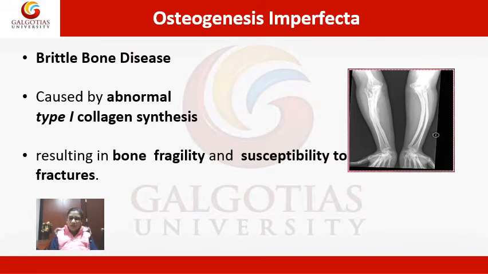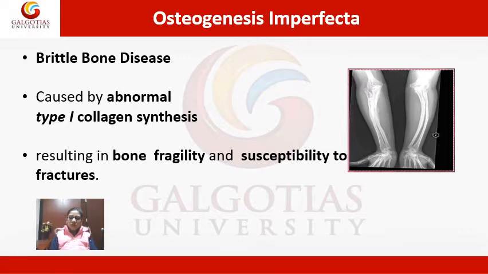The first disease condition we are going to discuss here is known as osteogenesis imperfecta. In this picture you can see that because of weakening of the bone, the tibia and fibula have been bowed. It's called bow leg. Because of the weakness of the bone, it has bent.